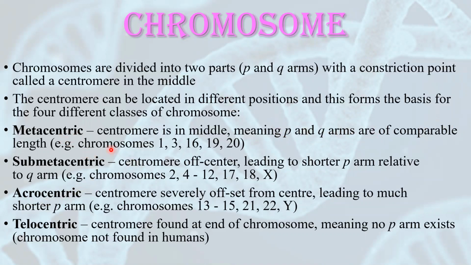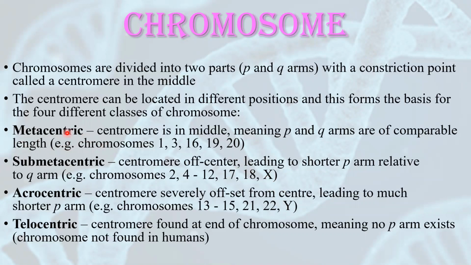Metacentric chromosomes are chromosome number 1, 3, 16, 19 and 20. First of all, let me tell you how many chromosomes are present in a cell. 23 pairs of chromosomes are present in our cell. 22 pairs are autosomes and the last pair is the sex chromosome. So from 1 to 22, we denote them by normal Arabic numbers. And the 23rd pair is denoted by either X or Y. It is a pair, so it can be XX or it can be XY.